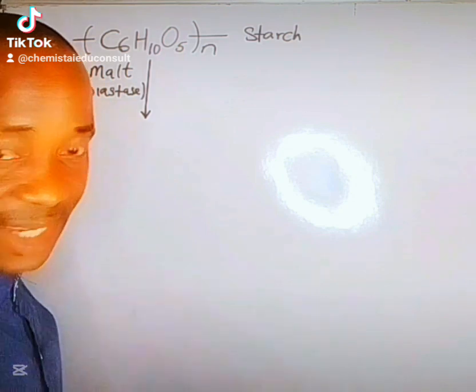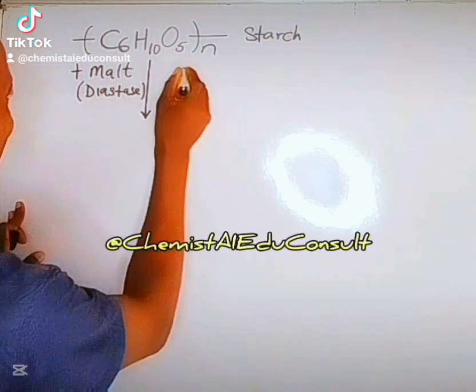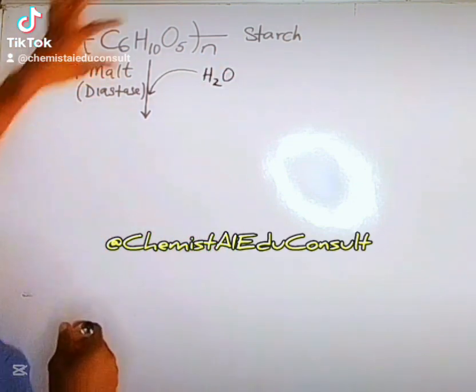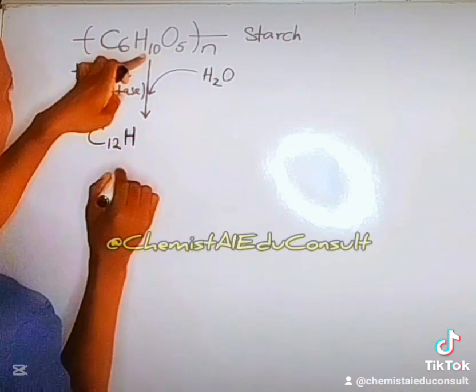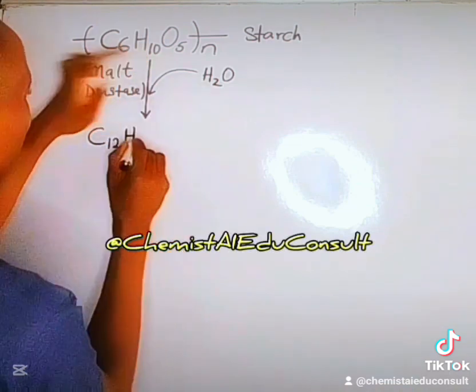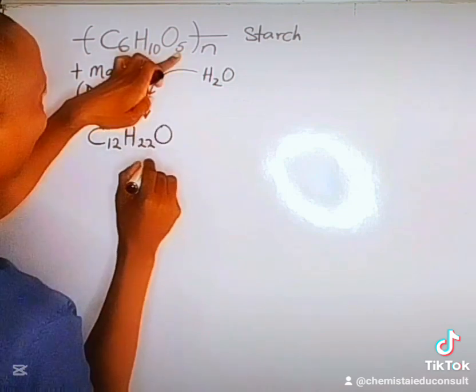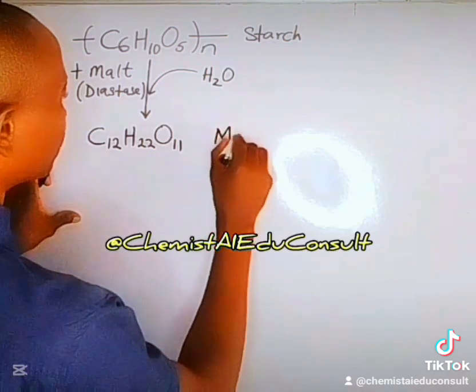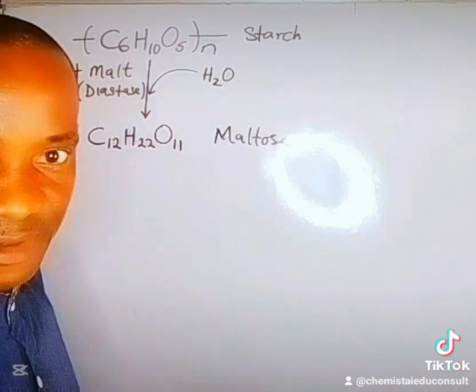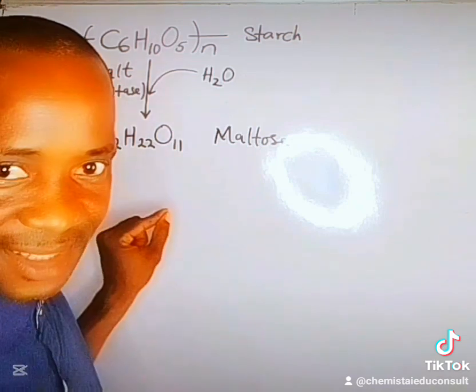So because water is added, you represent it like this. And then you double this thing. C12, H20 plus these 2, that is H22, O10 plus 1, that is O11. This is maltose. After production of maltose, yeast is added.